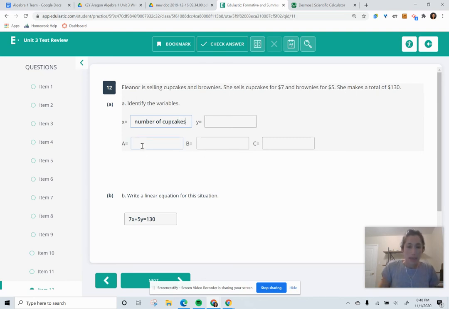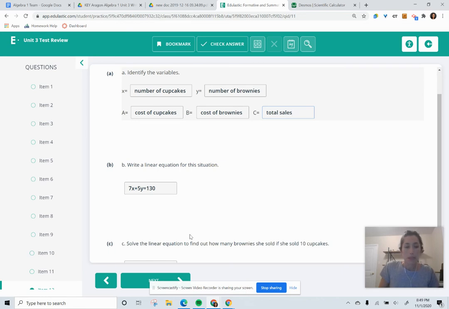Okay. And since it's 7 times x, 7 times the number of cupcakes, I want the a to be the cost of the cupcakes, sorry, cost of cupcakes, which is the $7. And then for y, that's our other variable, that is brownies, so number of brownies. And then b is going to be, so 5 multiplied times the number of brownies, that's the cost of each brownie, cost of brownies. And then c, that's our total sales.